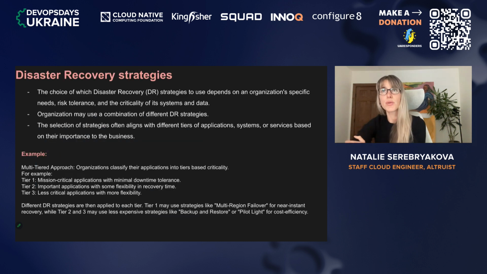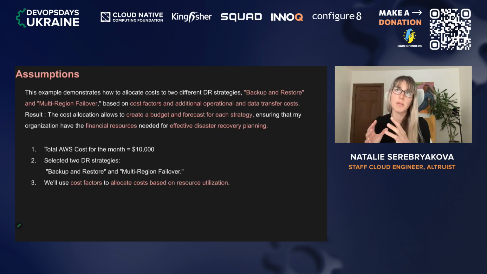They're pretty precise. So disaster recovery strategies, we are familiar with them, but how do we start selecting the cost estimation rate? So decide on a disaster recovery strategy. There are different types, as I said, and in my assumption example, I'm going to select two of them, which is backup and restore and multi-region failover, right?